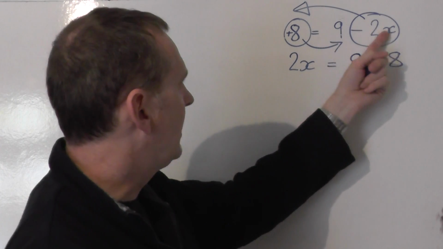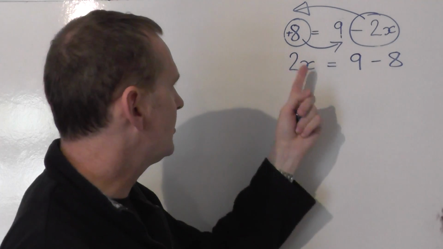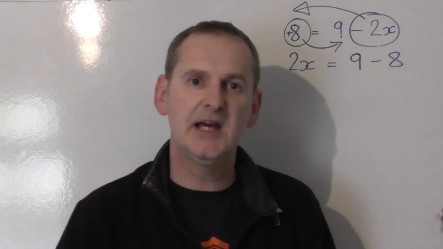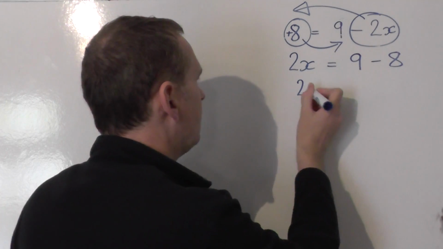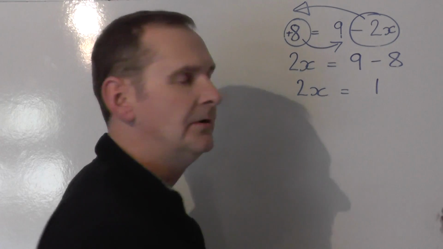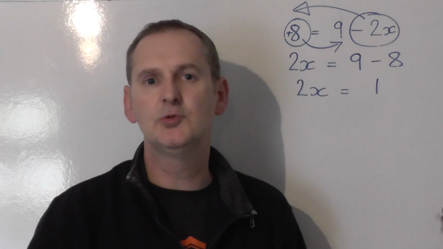If 8 equals 9 minus 2x, then it's true to say that 2x is the same as 9 minus 8. That's a true statement. Let's tidy up. So on the left you've got 2x's, and on the right you've got 9 take away 8. Well, that's just 1. So we get 2x's equals 1.